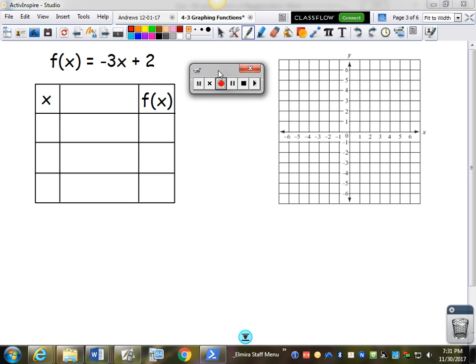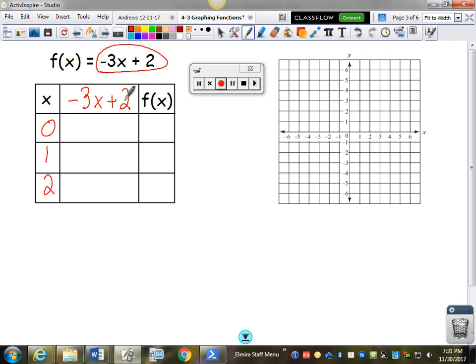Okay, so looking at the next slide, 0, 1, and 2. Bring the expression down into that top row, and then just sub in. So negative 3 times 0, and then plus 2 is 2. Negative 3 times 1 is negative 3, plus 2 is negative 1. And negative 3 times 2 is negative 6. Negative 6 plus 2 is negative 4.